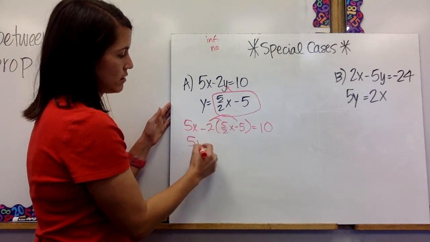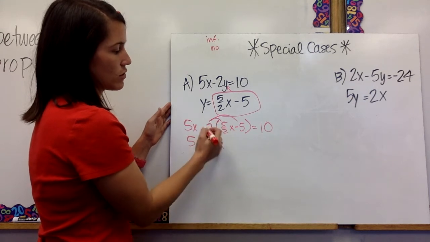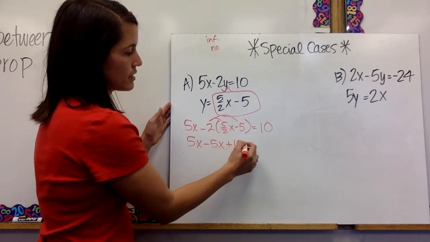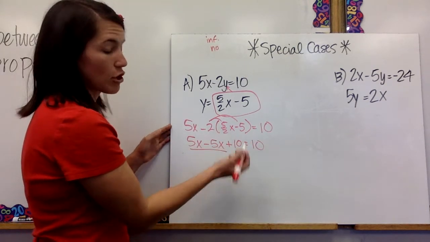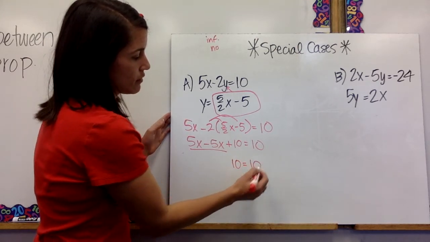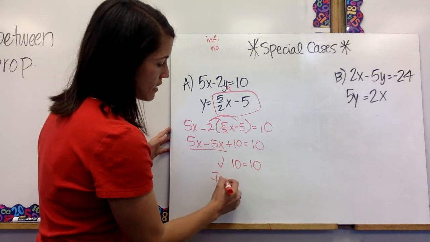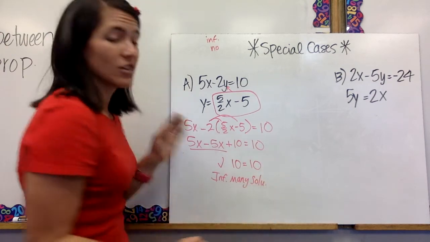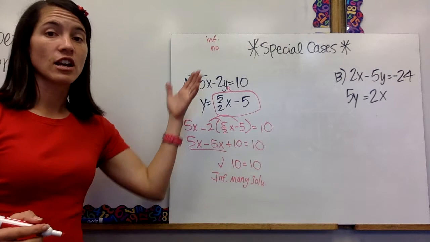distribute, so that is going to actually be, the 2's are going to cancel, so negative 5x, and this is a negative and a negative, so plus 10. 5x minus 5x, when I combine like terms, those cancel, that's 0. So then I'm just left with 10 equals 10. That solution is true all the time. So this would be an infinitely many solutions. There's not just one ordered pair. What this is saying is this is going to be the same line.